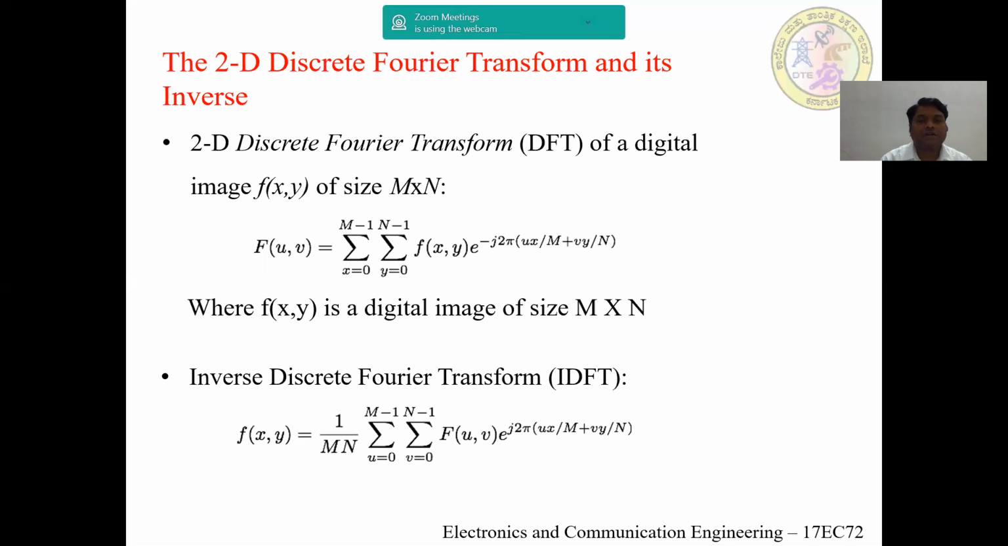Inverse discrete Fourier transform is obtained by this expression: f of x,y is equal to 1 by MN into summation u equal to 0 to M minus 1 into summation v equal to 0 to N minus 1 F of u,v into e to the power of j 2 pi (ux by M plus vy by N).